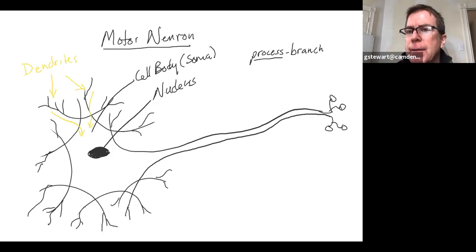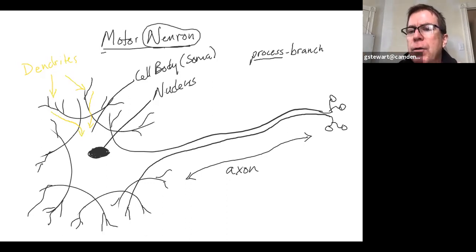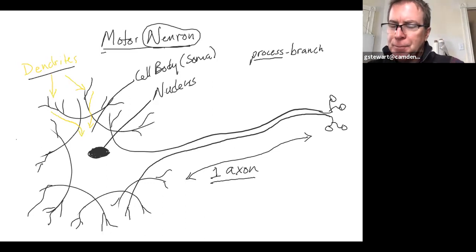This long process out here is the axon. I'm going to say this very slowly because it's critical you remember this. All nerve cells, all neurons, only have one axon. So I'm going to write the number 1. Now, different types of neurons can have one or many dendrites. So this is variable depending on the type of neuron. This is absolute. There's always one axon.